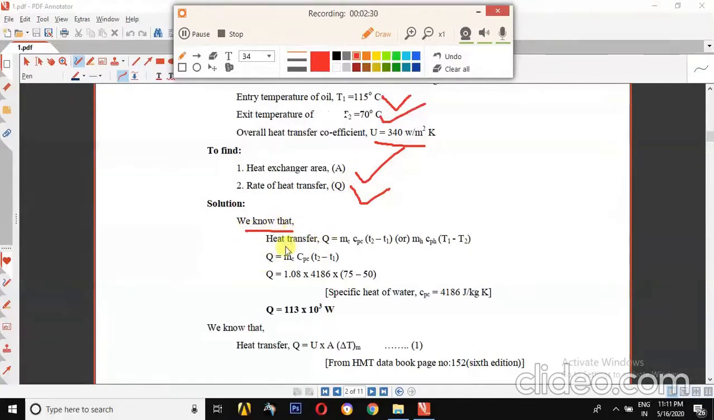We know that heat transfer Q equal to mass flow rate of cold fluid times specific heat of cold fluid times the outlet temperature of the cold fluid minus the inlet temperature of the cold fluid, or mass flow rate of hot fluid times specific heat of hot fluid times the inlet temperature of the hot fluid minus the outlet temperature of the hot fluid.